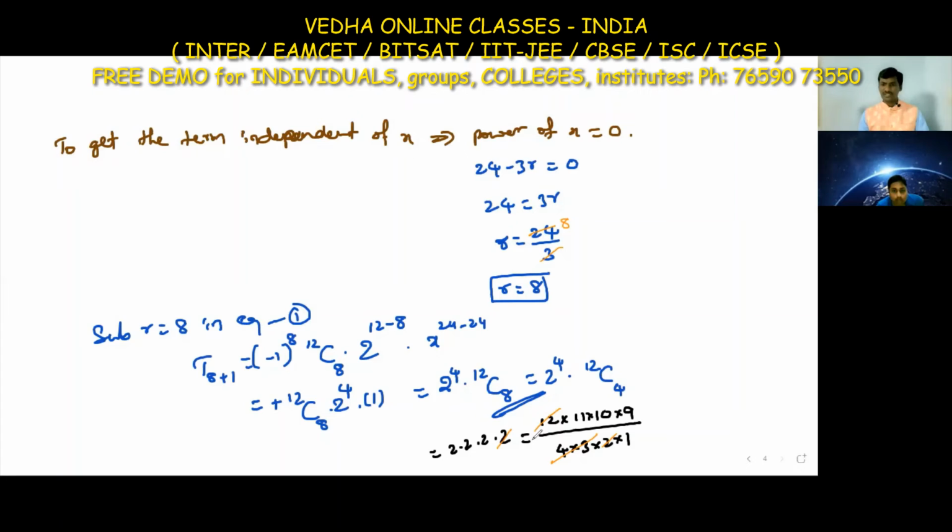What is remaining here? 2 to the 4 is 16, 16 by 2 is 8, 8 nines are 72, 72 into 11 is 792, into 10 is 7920. This is the final answer. Either you can write it here or we can write this.